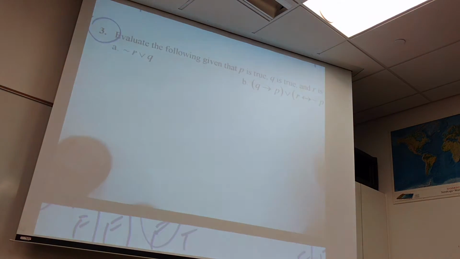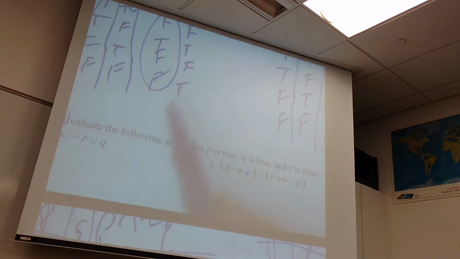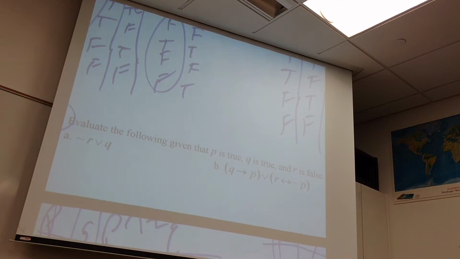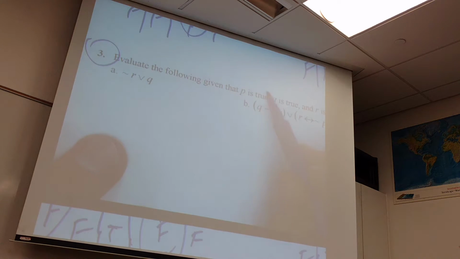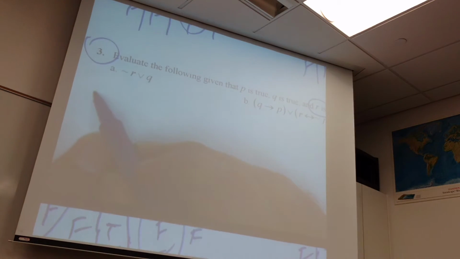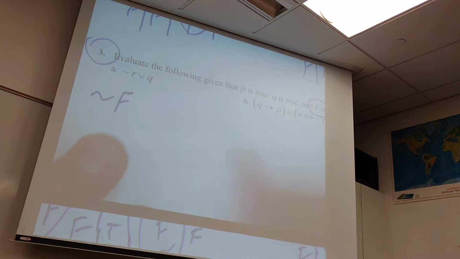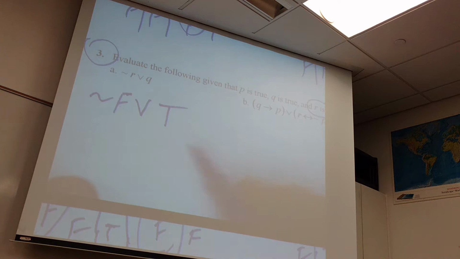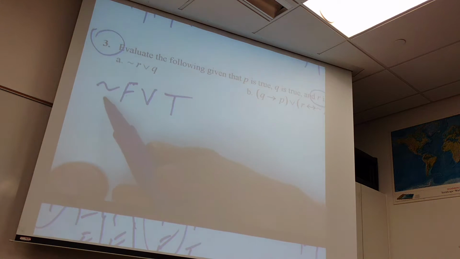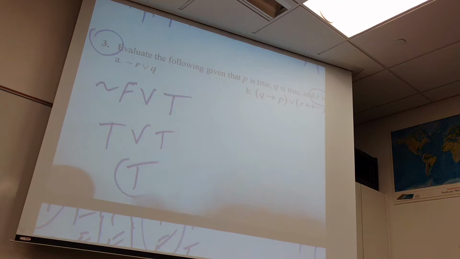Number three, if you understand truth tables, dear God, you have to understand this, because you're doing just what you did up here, just less of it. I know that R is false, so I can write not false. Or, and what's Q? Q is true. And now I just have to analyze that. So what do you do first then? Yeah, what's not F? True. And what's true or true? True. Because or is only false if they're both false.